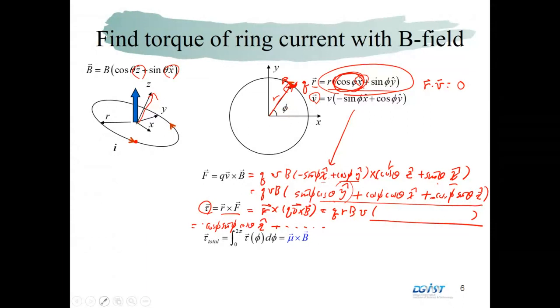Then let me ask a simple question. What's the result of this integral?